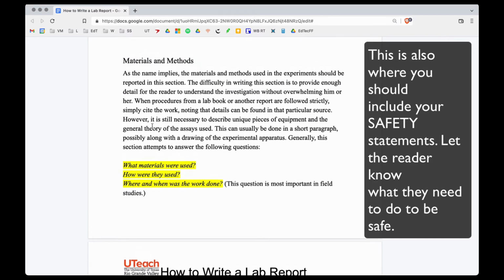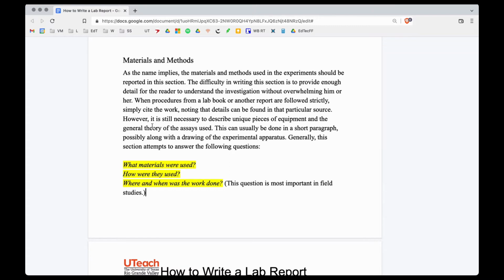So the materials and methods is like a recipe. You're giving it to someone else so that they can replicate the experiment. You probably cannot be too detailed. There's a chance you could overkill the reader with information, but it's better that they know exactly what they need and how to do it. So the materials and methods, consider it from 2 perspectives: the materials part and the methods part. Detail.